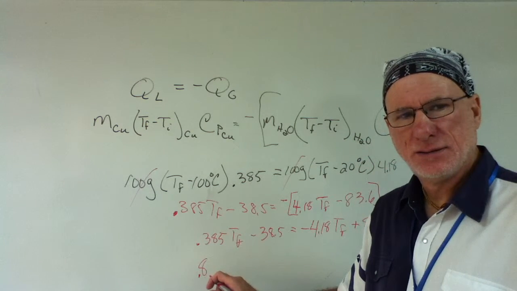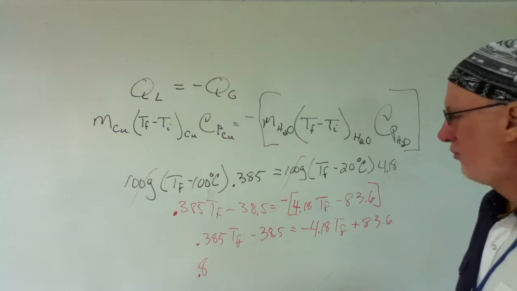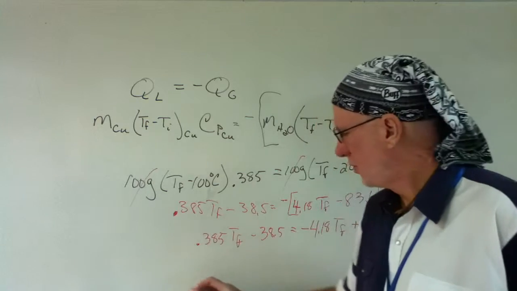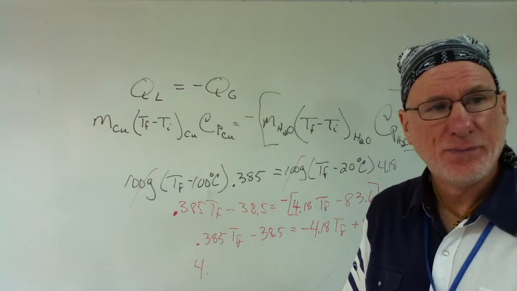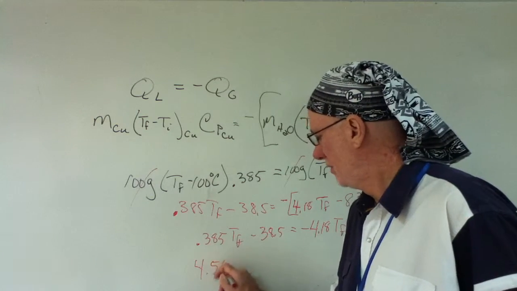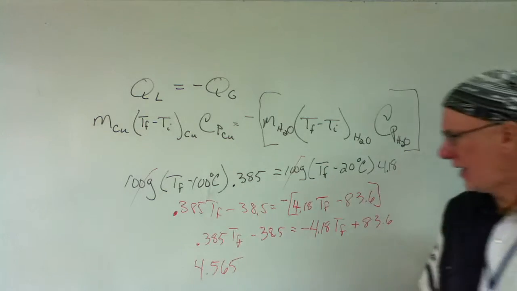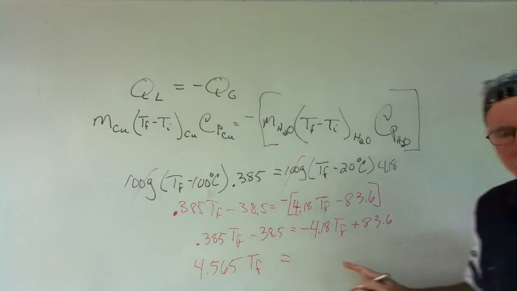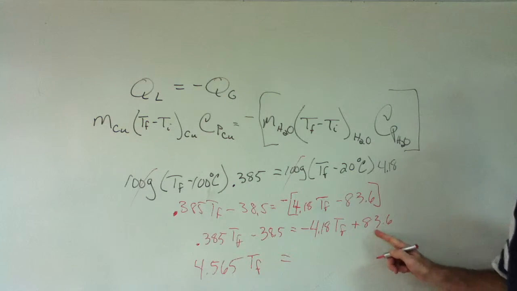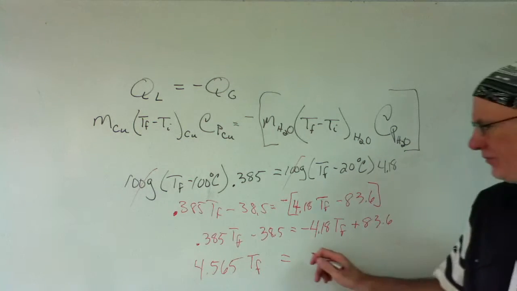What is it? 4.565. Oh, 4. Sorry. What's wrong with my brain? I mean 4 point what? 565. Is that right? Okay. And that's going to be TF. And then add 38.5 to both sides. So 38.5 and 83.6. What is it going to be?